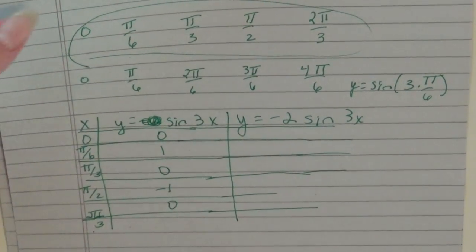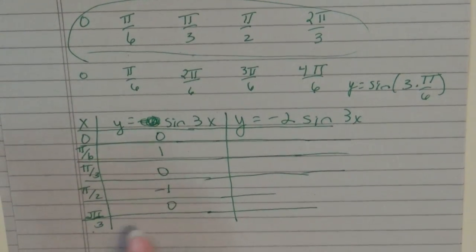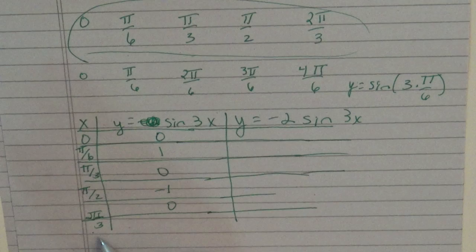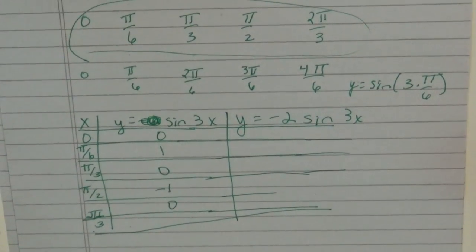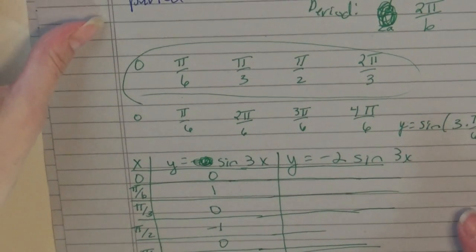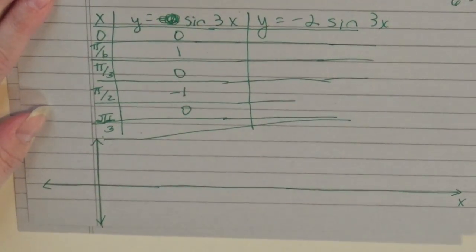So when we put in 2 pi over 3 for x, we're getting 0. And there's the other one. Alright, so it looks like we've got just enough space left on our page to get our graph squeezed in.